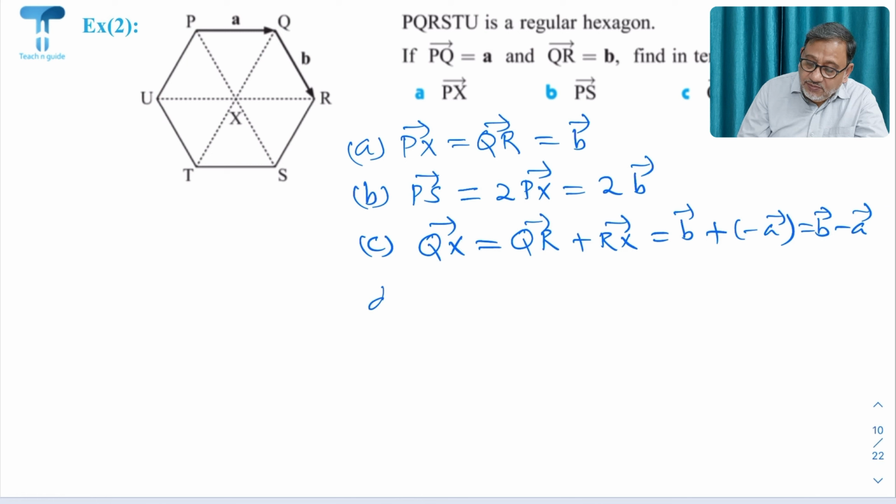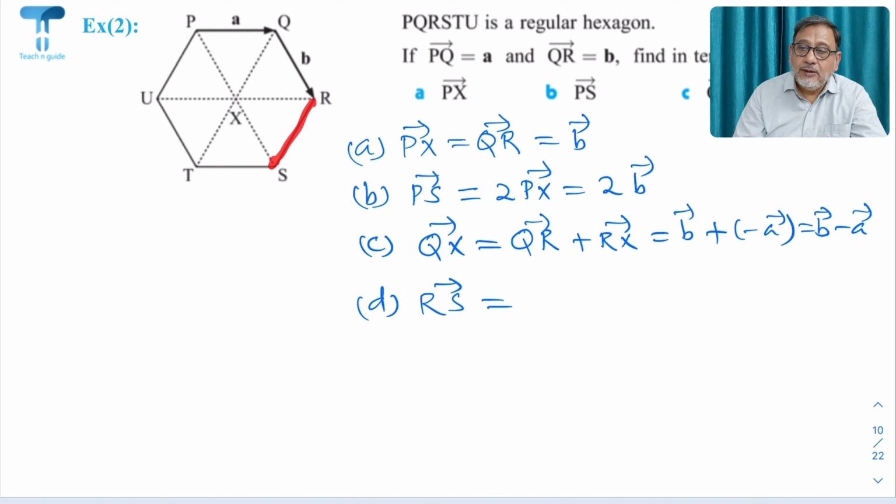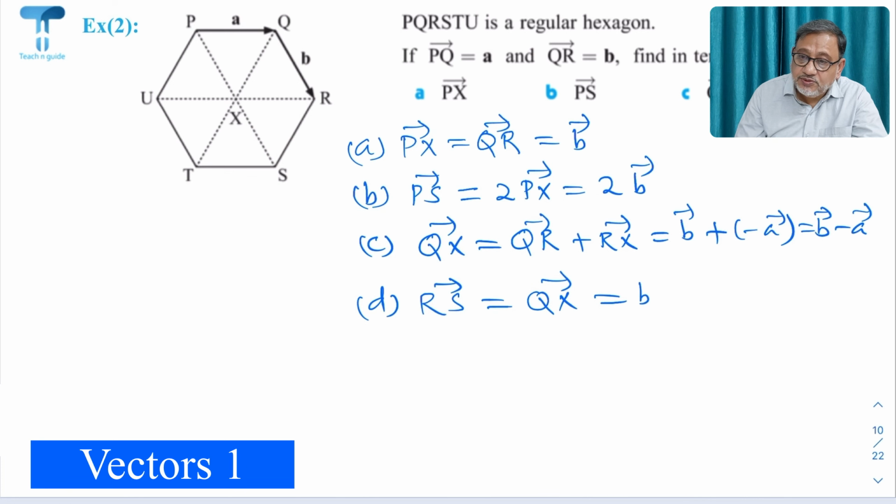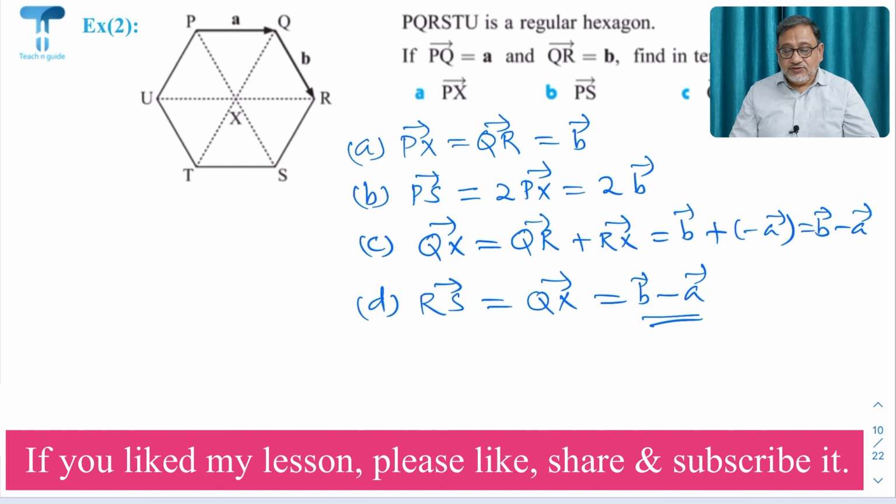Okay, now D part I have to find RS. RS, where is RS? R to S, this vector I have to find. Okay, now look at RS. RS is same as QX, isn't it? And QX we just now found. So therefore I will write RS is equal to QX, and QX is B minus A, and that's it. This is the end of this question, and also with this I will end this lesson.